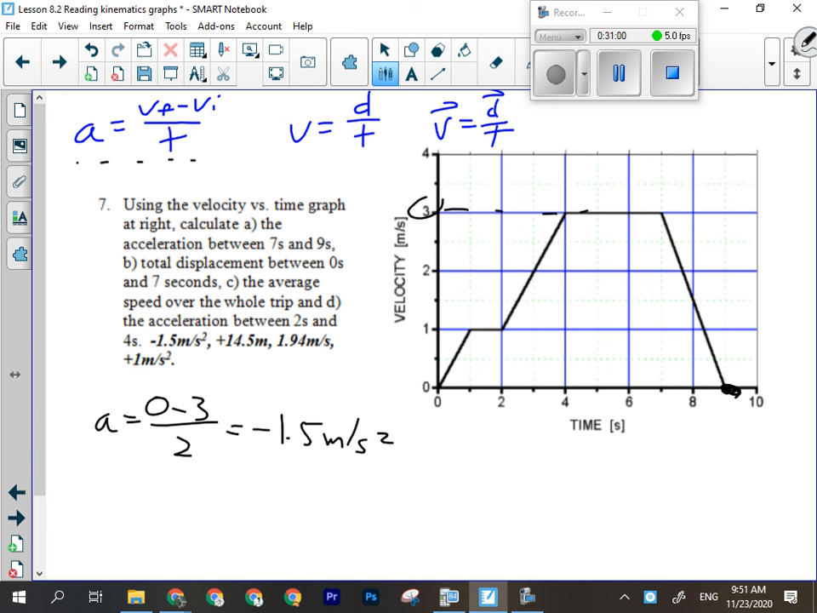How many people are done B? Let's have a look at B then. Total displacement between 0 and 7 seconds. If we're looking at shapes here between 0 and 7 seconds, so 7 seconds is right here.